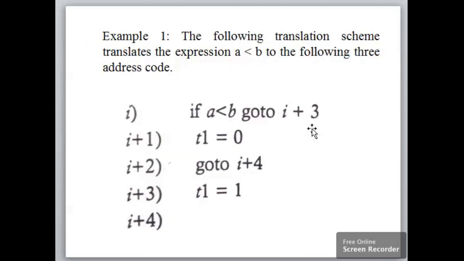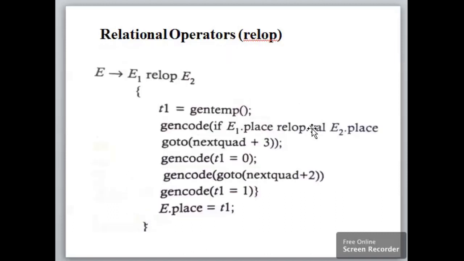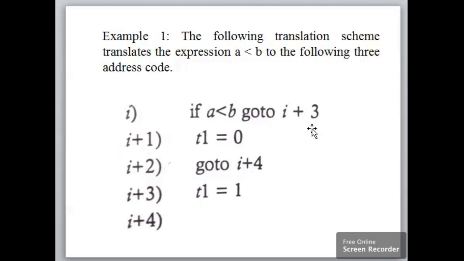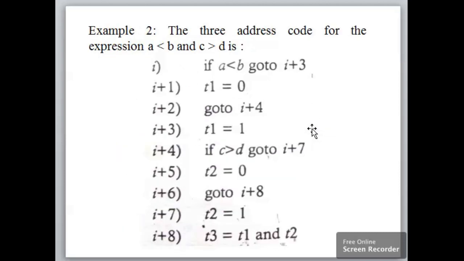So we have seen two examples. In the first example, we have seen the simple expression a less than b based on this translation scheme. We need to remember this translation scheme, that is very important. Based on this translation scheme, we have generated this three-address statement. In the same way, we did another one, with the logical AND, that is a less than b and c greater than d. We have seen how to generate a three-address statement for the given example.